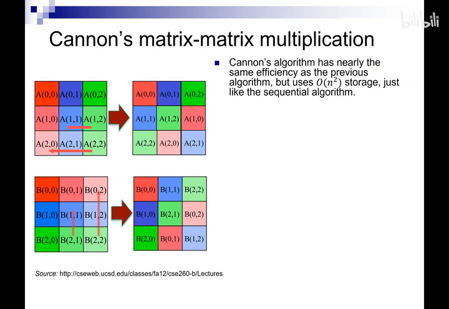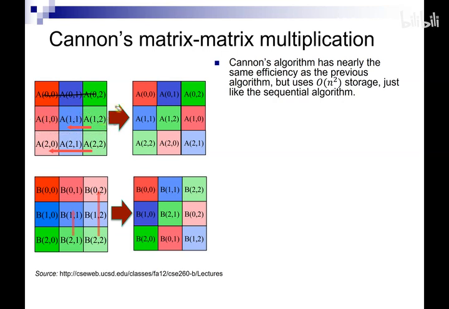The way we achieve this in Cannon's algorithm is that initially the A matrix and the B matrix are distributed like this. Then the first step is that we shift this data. In the first row, we're not going to shift any of the blocks. But in the second row of blocks, we're going to shift everything over to the left by 1. For example, this A11 here gets shifted over here, this A12 gets shifted over here, and this A10 gets wrapped around and shifted over there.